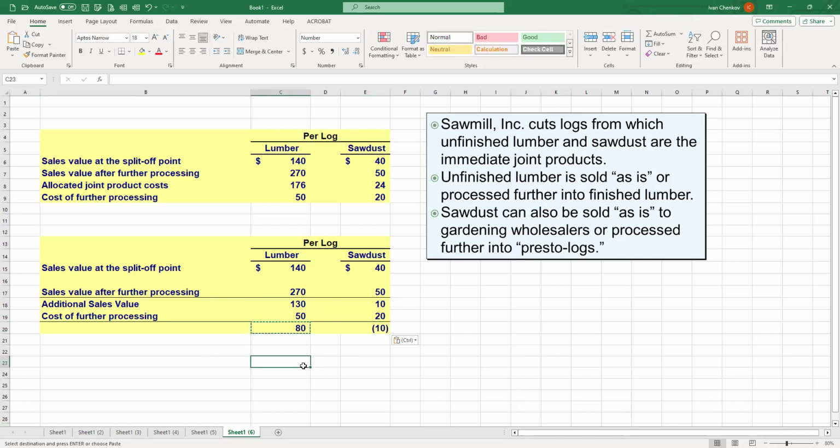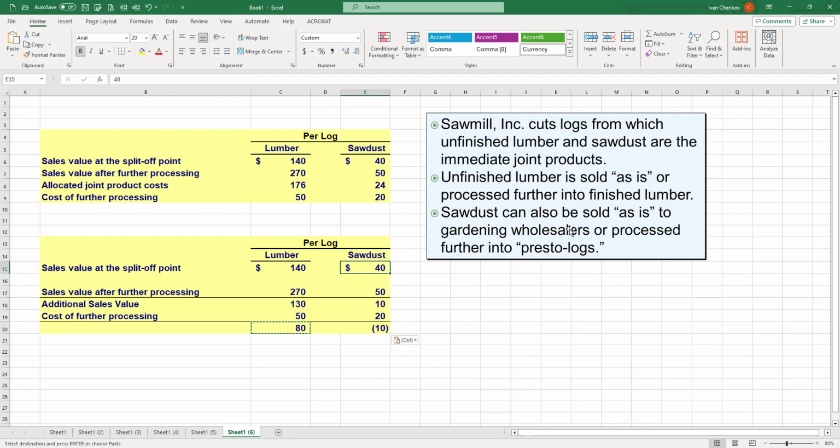So what does that mean? That means that for the lumber, what should I do? Should I sell it as an unfinished lumber or process it further and sell it as a finished lumber? What will be your advice? Go with the finished lumber, yes. Process it further. Why? Because you're gonna get extra $80. Make sense? Yes.